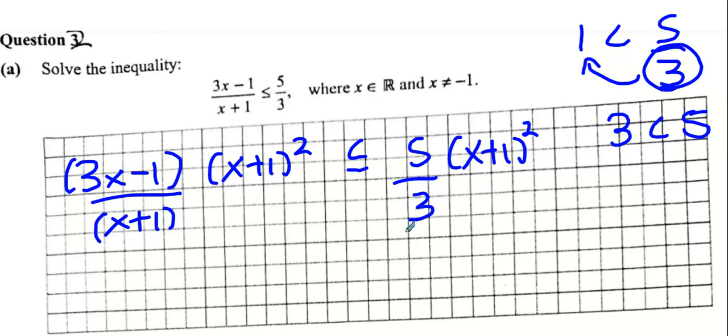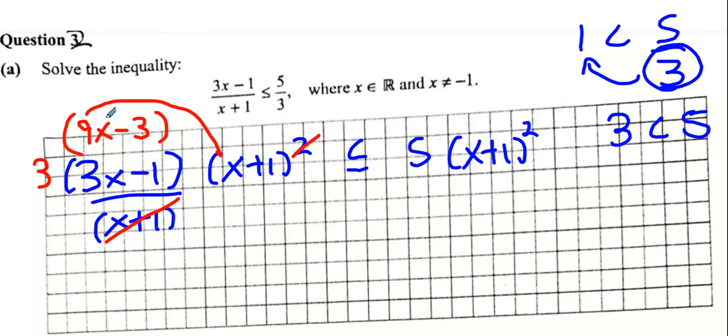So what do you think I should do with this 3 here? What would be a good idea to do with it? Bring it up here, and just no fractions. Don't want to deal with them. Do you get what I'm saying? Okay. Now, what happens to the x plus 1 and this x plus 1 squared? Okay, they cancel. And then what we're going to do now is multiply by 3, and we got 9x minus 3. And then we're going to multiply that by the x plus 1.